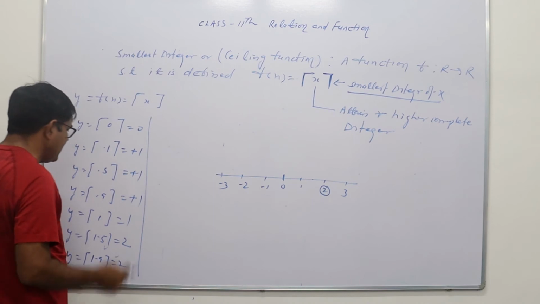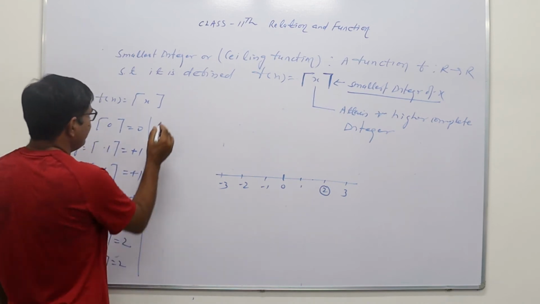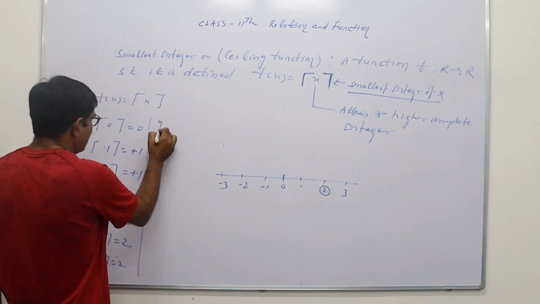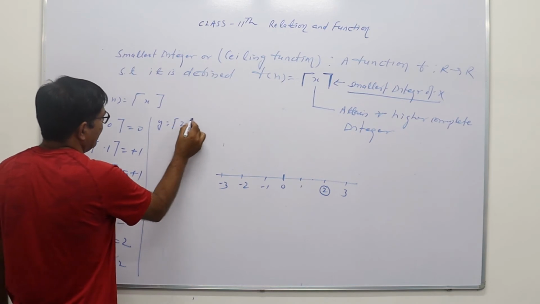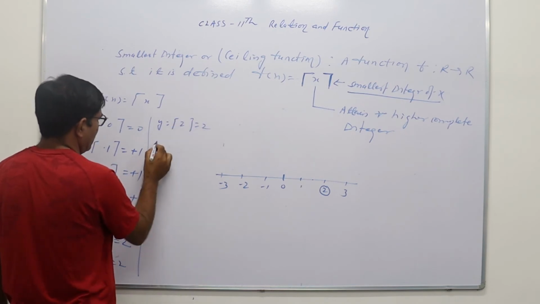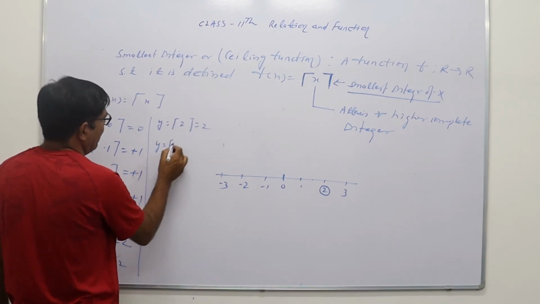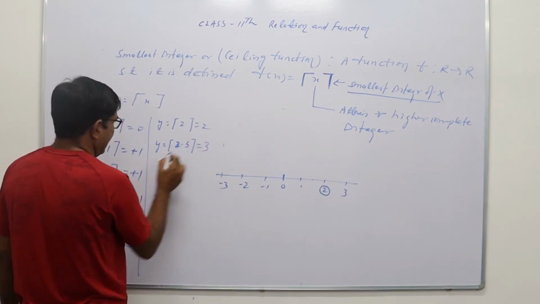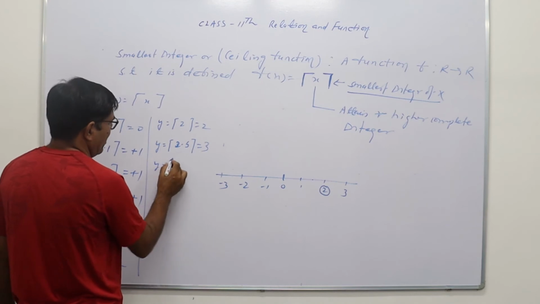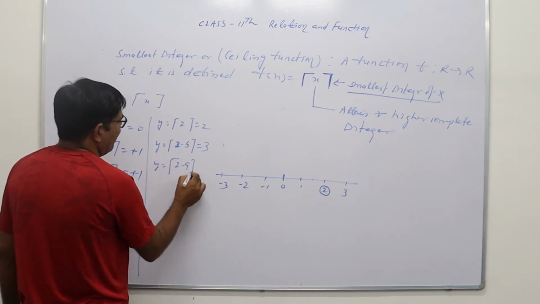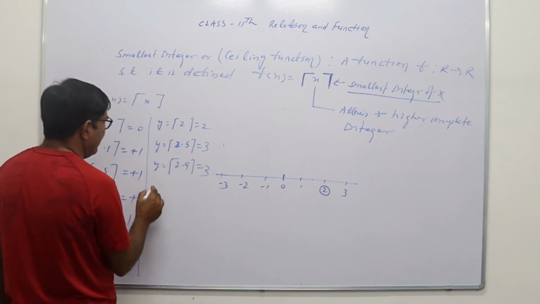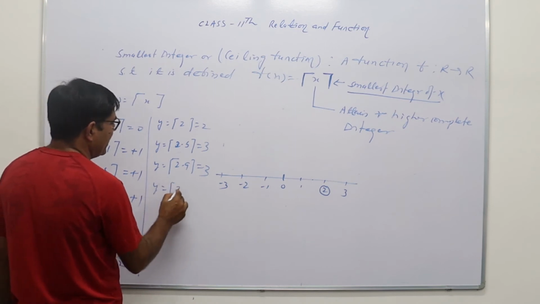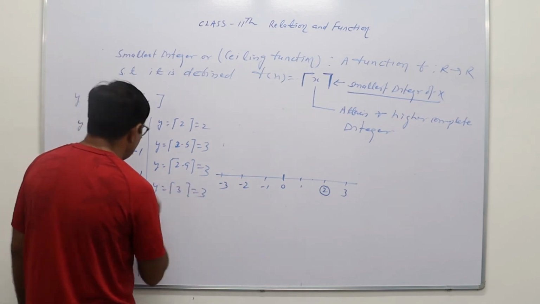Some more points. Let us suppose the smallest integer of 2 will be equal to 2. The smallest integer of 2.5 will be equal to 3. The smallest integer of 2.9 will also be equal to 3. Then the smallest integer of 3 will be itself, equal to 3.